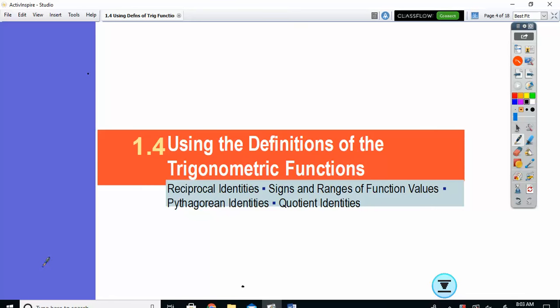Which trig function is the reciprocal of cosine? Secant. And which one is the reciprocal of tangent? Cotangent. So that's the first thing this talks about.